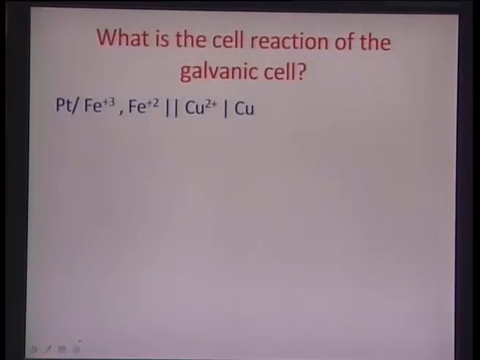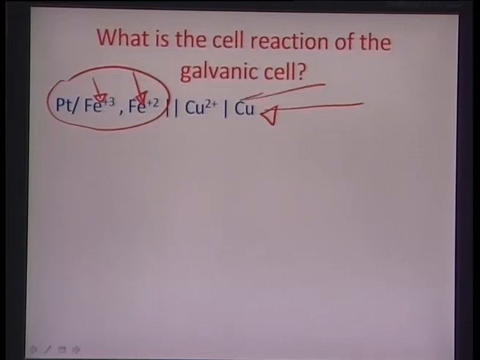Some other numerical examples. This is a very interesting example again, wherein you are considering an iron-iron electrode. So, there is a ferric and a ferrous state here, plus 3 and plus 2, and you are coupling it to copper and cuprous state. Here this actually is the cathode, where there is a reduction process going on, and this is the anode where there is an oxidation going on. So, what would be the cell reaction in this case?